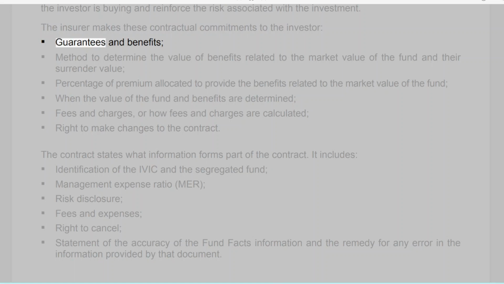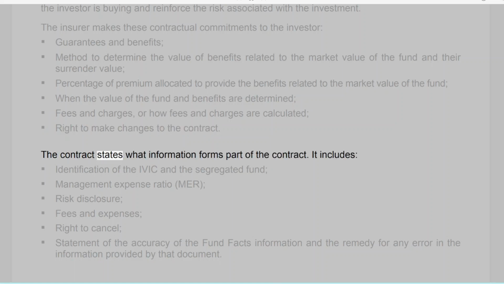Guarantees and benefits. Method to determine the value of benefits related to the market value of the fund and their surrender value. Percentage of premium allocated to provide the benefits related to the market value of the fund. When the value of the fund and benefits are determined. Fees and charges, or how fees and charges are calculated. Right to make changes to the contract.